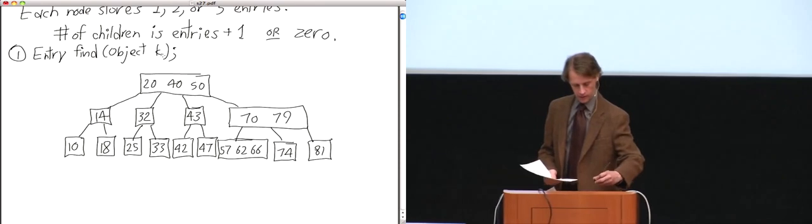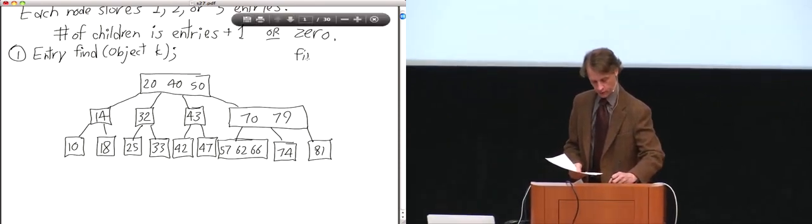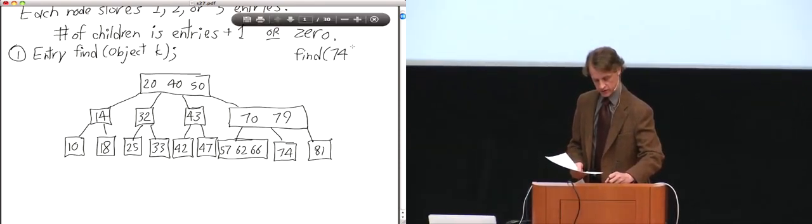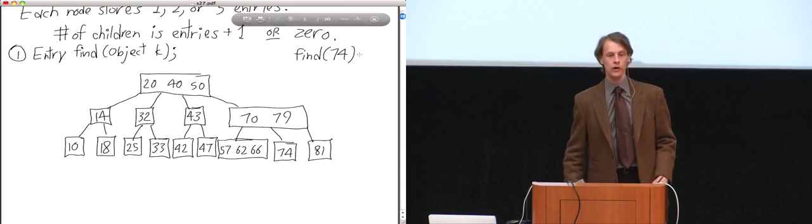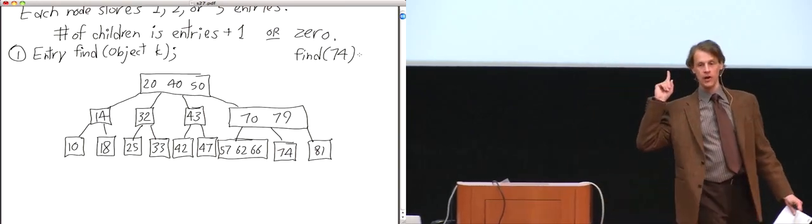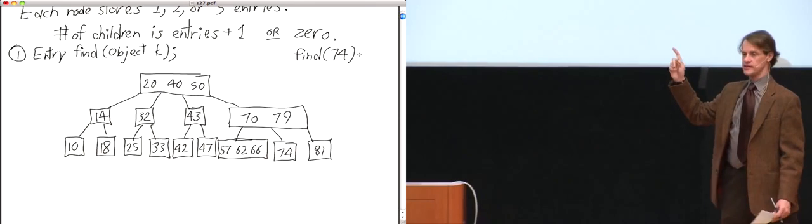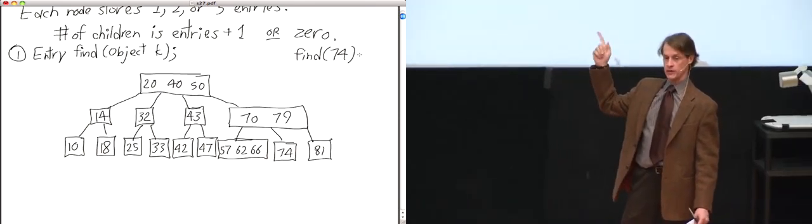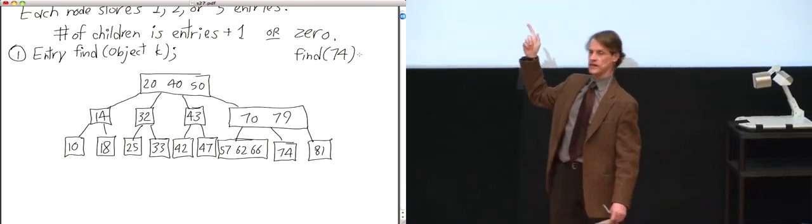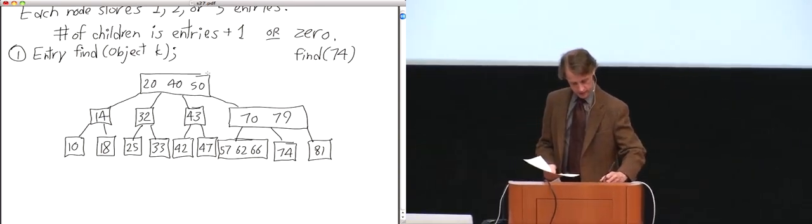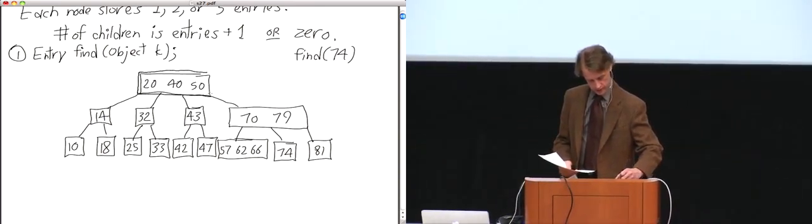Suppose that I want to do find 74 on this tree. Well, what do I do? I look at the top node and I ask myself, is 74 less than 20? Is it between 20 and 40? Is it between 40 and 50? Is it greater than 50? It's greater than 50. So, I start at the root node.